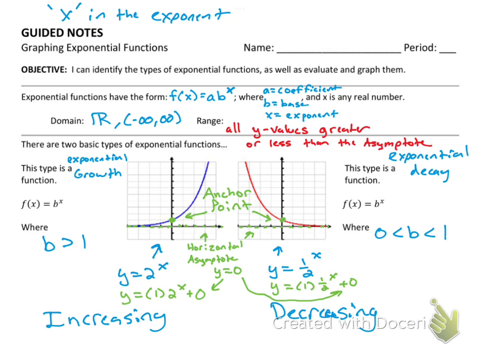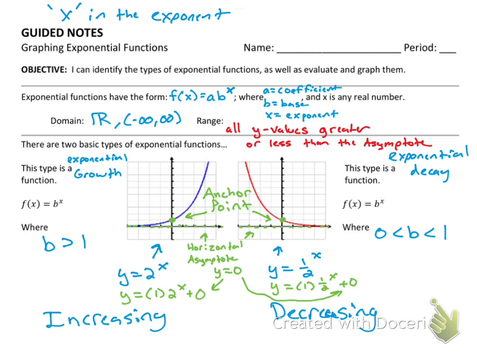Our example here is exponential decay. It is decreasing, okay? Reading it from left to right, it is decreasing, exponential decay. We'll have exponential decay when b is in between 0 and 1, okay? It's going to be a fraction or a decimal in between 0 and 1.